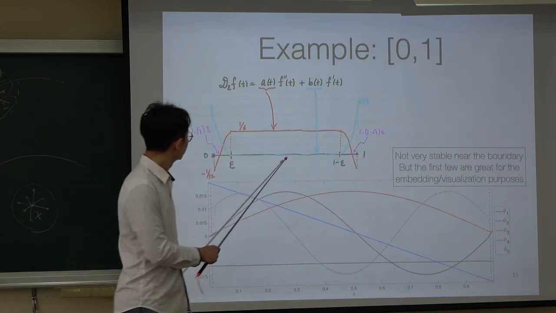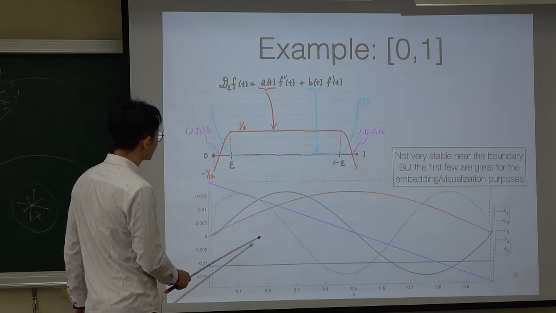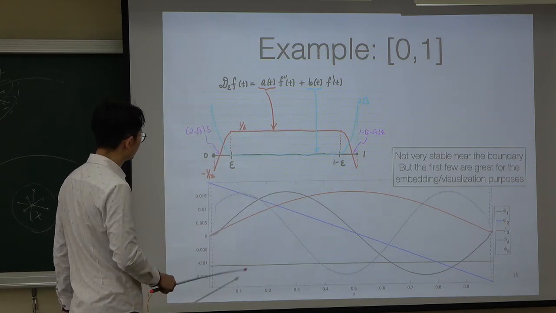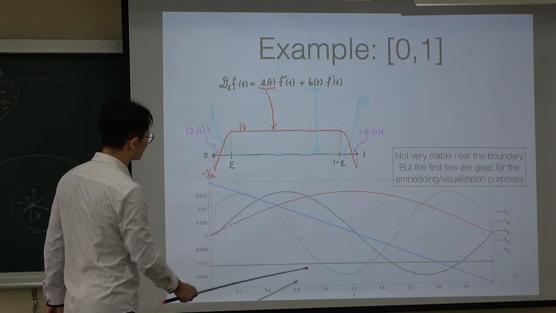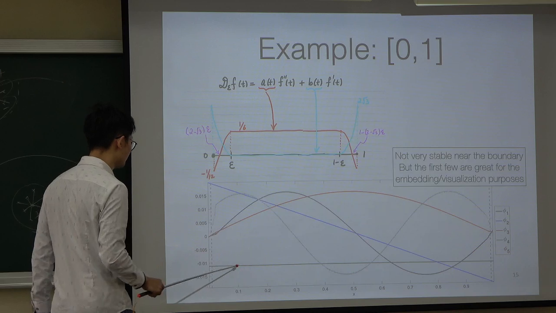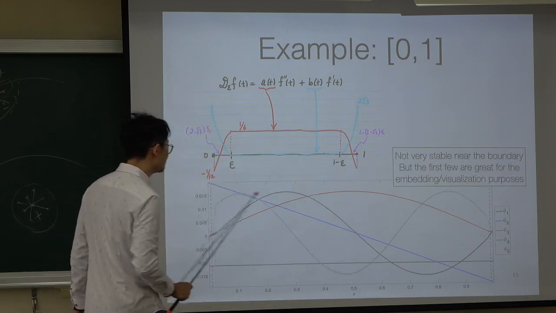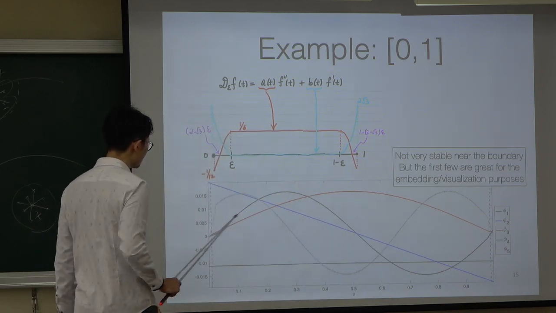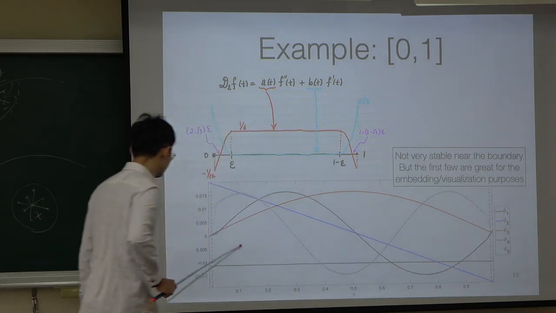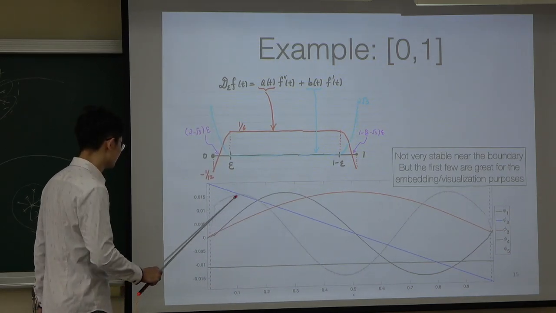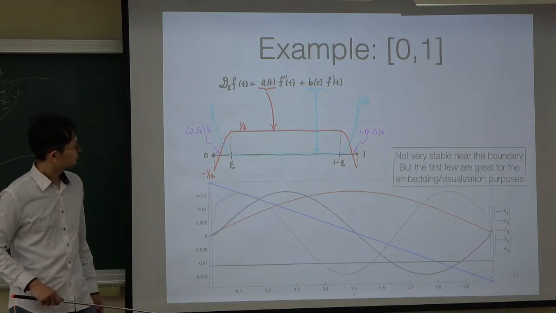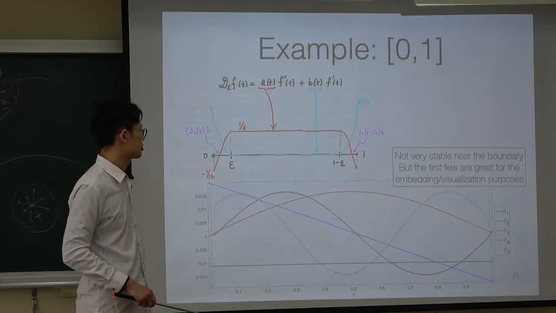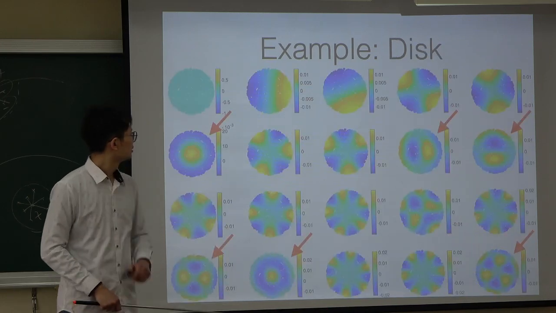Okay, and this is the behavior. If you run LLE on the 0-1 interval and plot all the eigenfunctions, you can see the eigenfunctions will have constant, linear, and some kind of maybe sine. You see this guy is like Dirichlet, but you start to get something, well, it's just hard to say what's going on. We have no idea. It's not very stable near the boundary and so on.